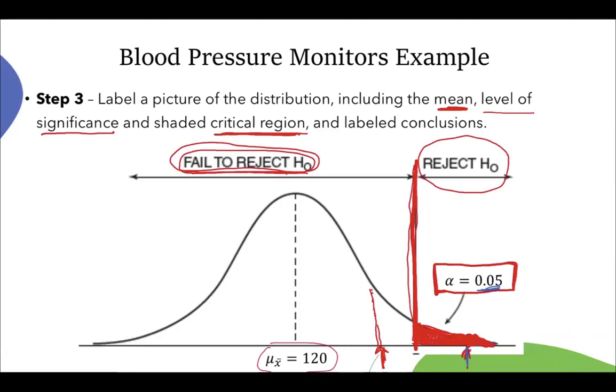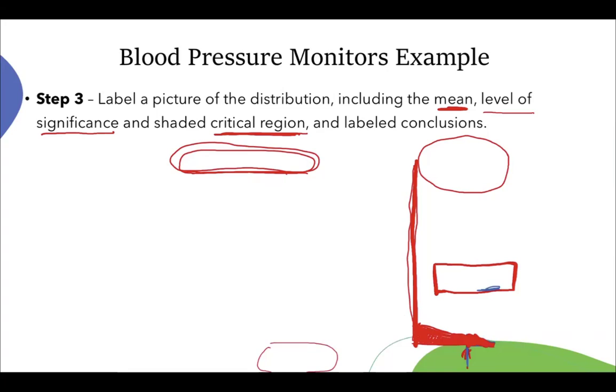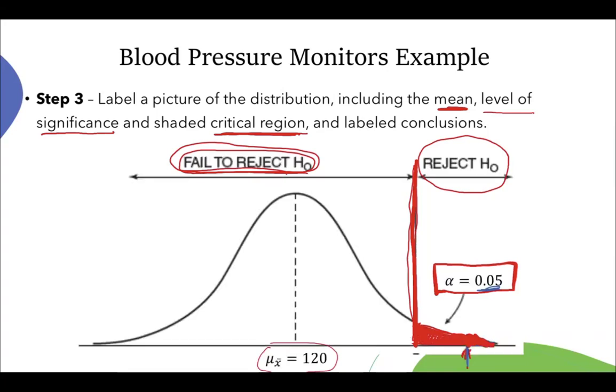So our step 3 is all about setting up our picture, getting ready to receive the results. We don't yet know the results. We're just preparing for the scenarios that could happen. We're preparing for a scenario where we fail to reject the null hypothesis, and we're preparing for a scenario where we reject the null hypothesis, and the picture helps us understand when we will get those kinds of conclusions.